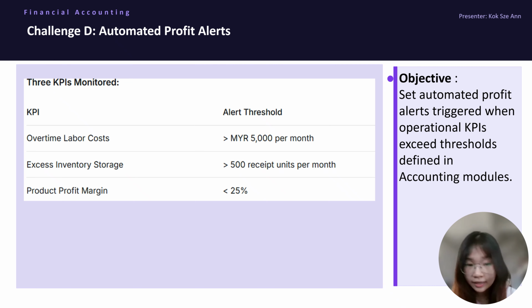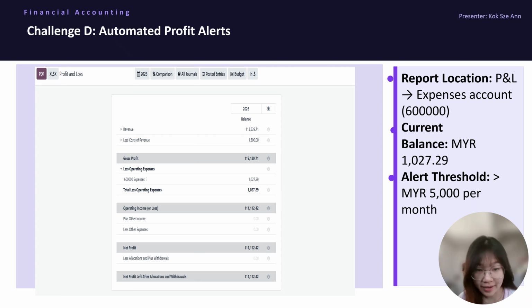I monitor three key KPIs: overtime labor cost with a threshold of 5,000 per month, excess inventory storage with a threshold of 500 received units per month, and the last is the product profit margin with a threshold of 25%. The first KPI is overtime labor cost, monitored through the expenses account on the profit and loss statement.